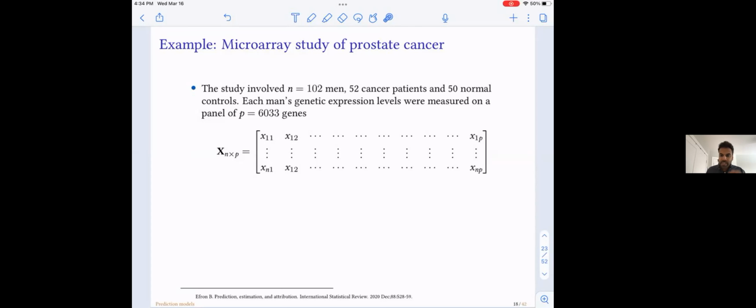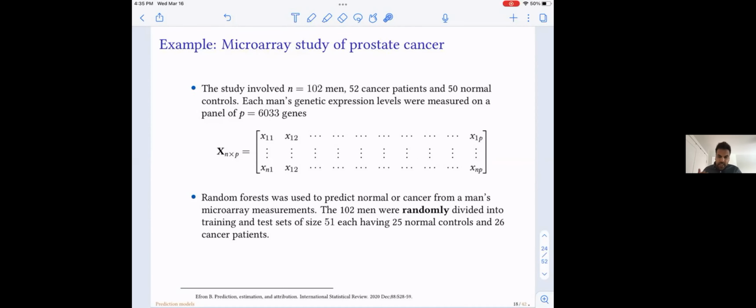So in this specific example, we have 52 cancer patients and 50 controls, and we have their gene expression measurements on 6,000 genes. What I've shown here is just a data matrix. Again, the previous one I showed was kind of long, and this one's kind of wide, indicating that this is not really suitable for a traditional linear model, because we're in what we call the high dimensional setting, where the number of variables is much larger than the number of observations.